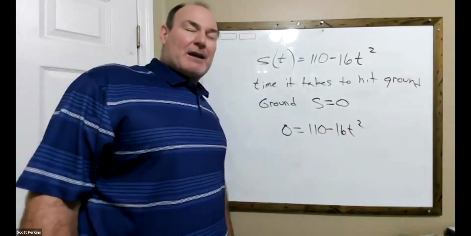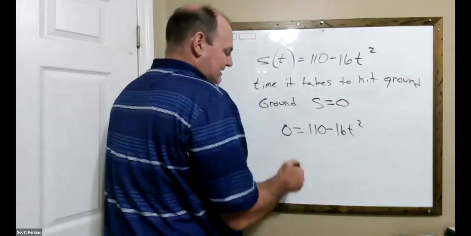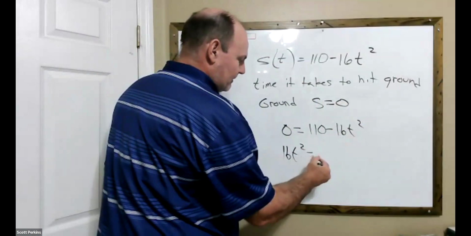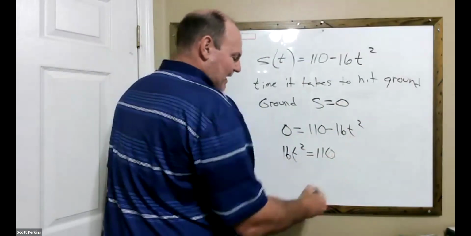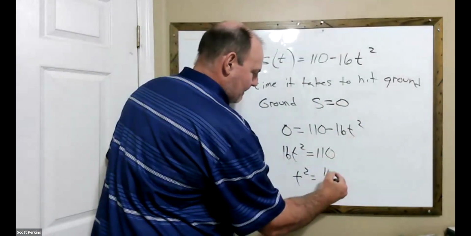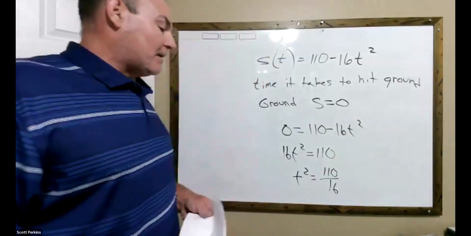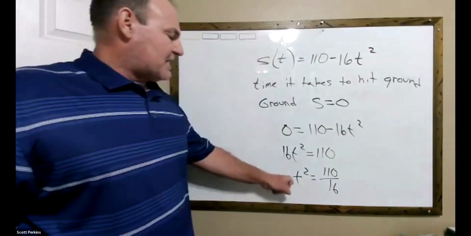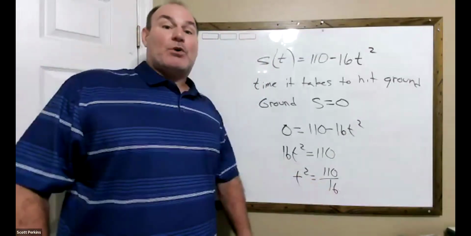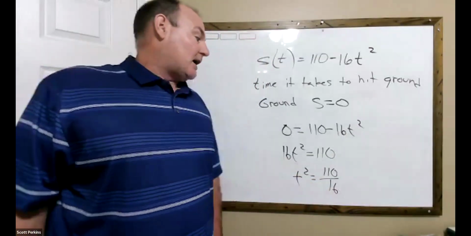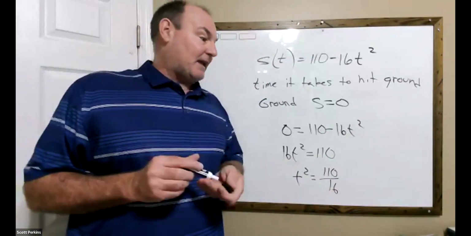You can use the quadratic formula right here. What I'm going to do is add the 16t squared, divide by 16. And then the rest of this, since I'm out of room on my board, I'm going to leave to you. You're going to take the square root of this. Again, we're just getting an approximation, so use your calculator and come up with the answer.